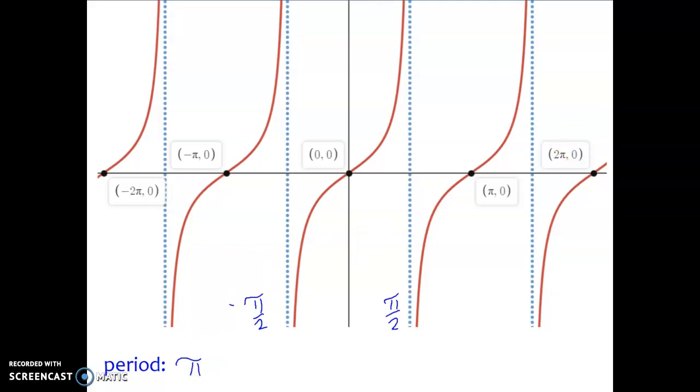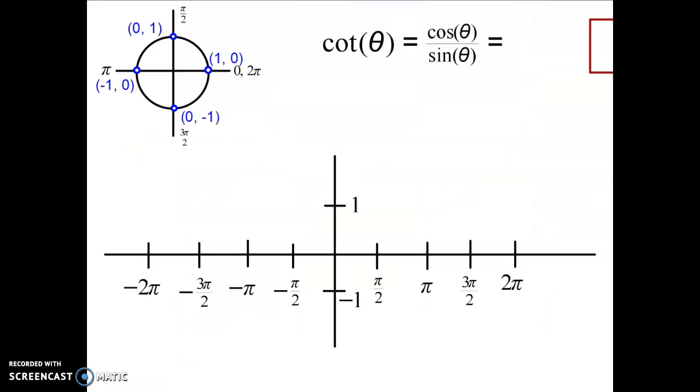And it's positive because it's a distance. All right, let's look at cotangent. You remember that the ratio for cotangent is cosine over sine. So we're going to do the same thing. We're going to go around the unit circle, cosine over sine, and we are going to put the values in for theta.